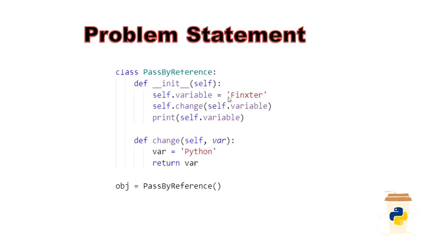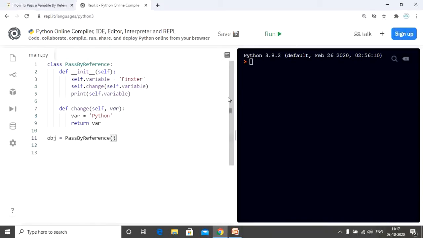Now we return this value, that is Python, to the variable, and then we print the result, that is the variable. So the output that we expect is Python. However, is that the case? Let us have a look by executing the program.